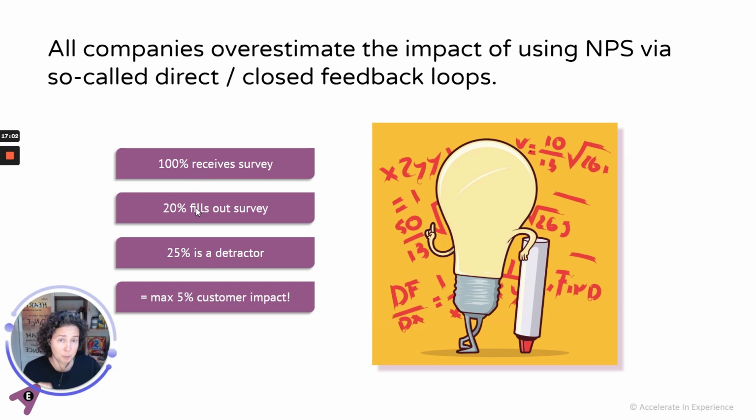Let's assume 20% response, which is a fair, pretty high percentage. Let's assume that a quarter of those customers is a detractor, giving you a score between 0 and 6. And assuming that you will reach out to those customers, that means you're only reaching out to 5% of your customers. And remember, in reality, it may be just 1 or 2%, right? Because the percentages will be way lower. So if you're investing a lot of time in creating a direct feedback loop, just realize that you're only impacting, let's say, 2 to 5% of your customers. The other 95%, you will not call them because they don't fit the criteria.